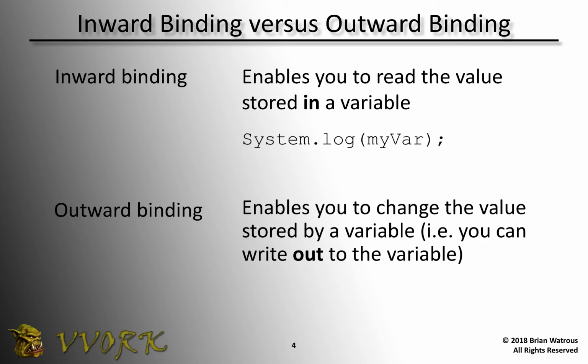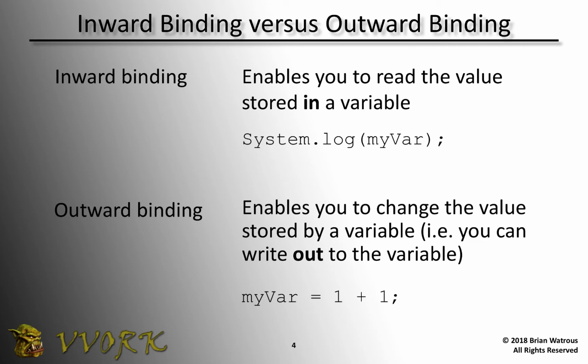So for instance, system.log(myvar). In order for us to be able to execute that code, Orchestrator needs to be able to read what's inside the variable called myvar. And in order to be able to do that, we're going to need an inward binding. With outward bindings, those enable us to change the value that's stored by a variable. In other words, we're going to write out a new value to the variable itself. That enables us to execute code such as the code you see here.